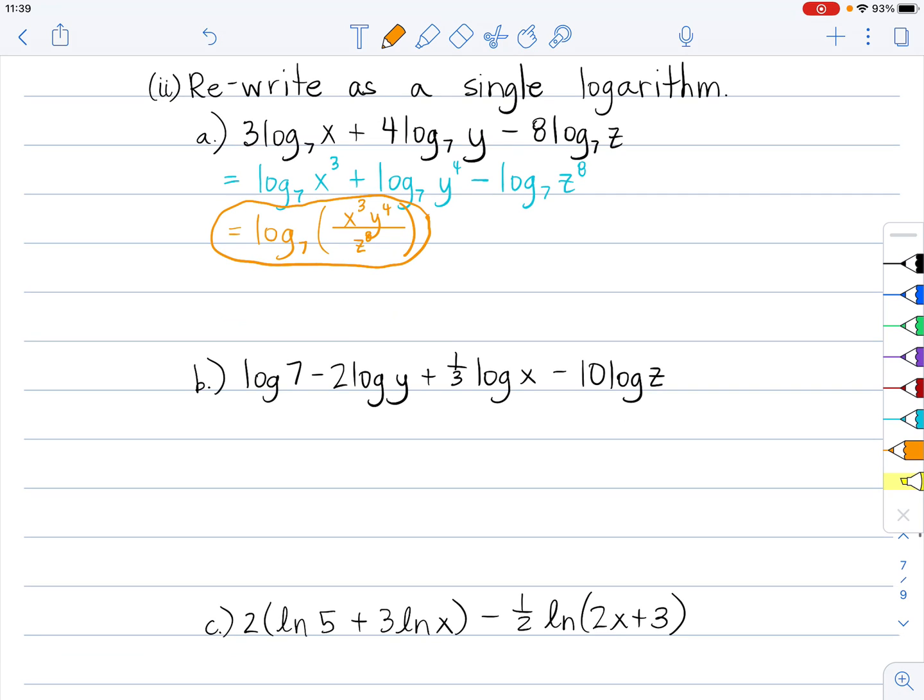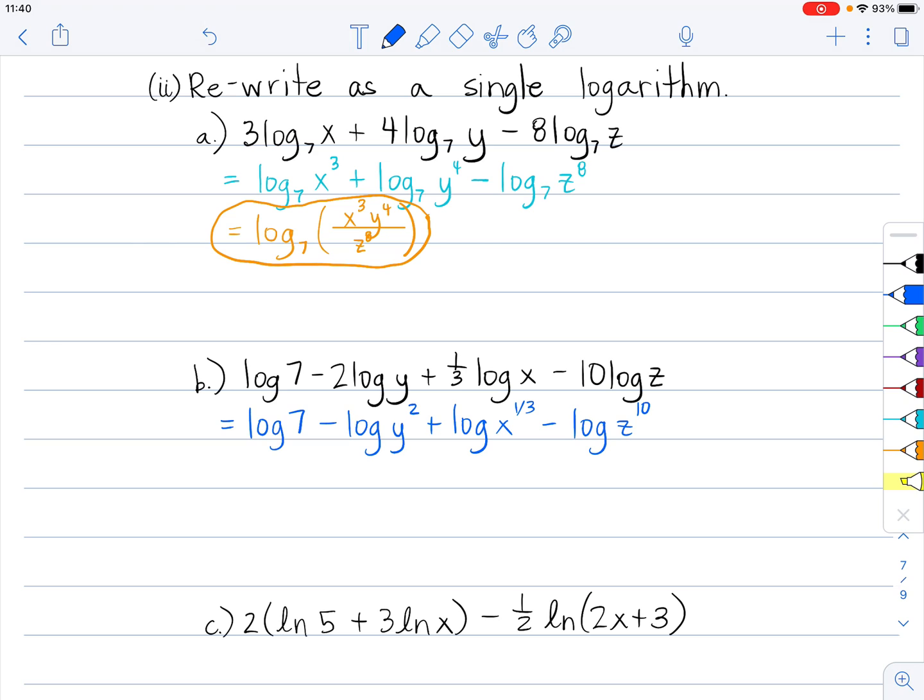Okay, example B. Log of 7 minus 2 log of y plus 1/3 log of x minus 10 log z. Again, first step is to pull up any exponents. There's no exponent on log of 7, minus log of y squared plus log of x to the 1/3 minus log of z to the 10th.